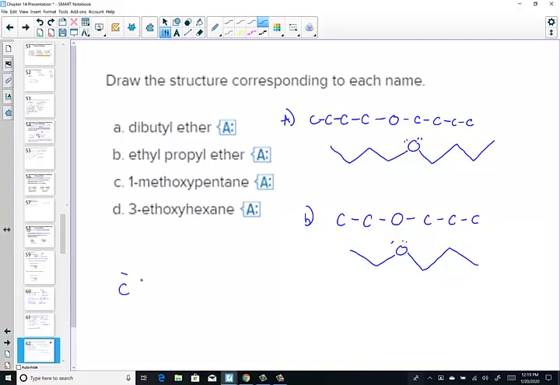Letter C. I see this root word pentane. So I see that I have a 5-carbon chain, 1, 2, 3, 4, 5, and coming off of carbon 1 is a methoxy functional group. So thinking about what that might look like, and then turning that into a line structure. 1, 2, 3, 4, 5-carbon chain. Coming off of carbon 1 is an oxygen linkage coming out to a methyl group. There's its line structure.